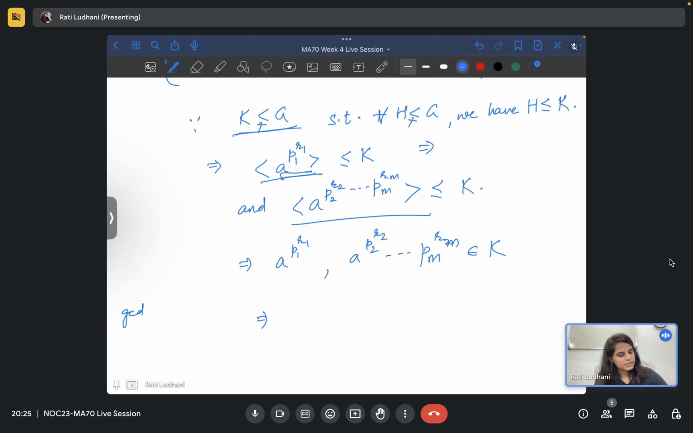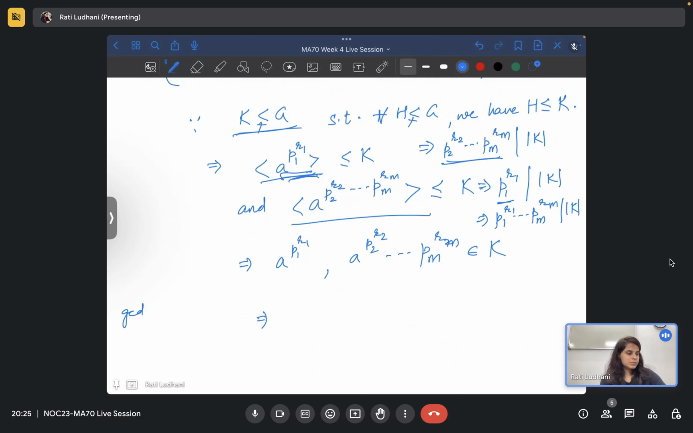So yeah, the order of this subgroup is p2 raised to power r2 up to and so on pm raised to power rm. This will divide order of K, and also this implies p1 raised to power r1 will divide order of K. And since these are distinct primes, the GCD is 1, so this implies this whole thing from 1 to m will divide order of K. But that means this has to be equal, because this is the maximum possible thing, but then this means G is equal to K. Yeah, this is a nice argument.